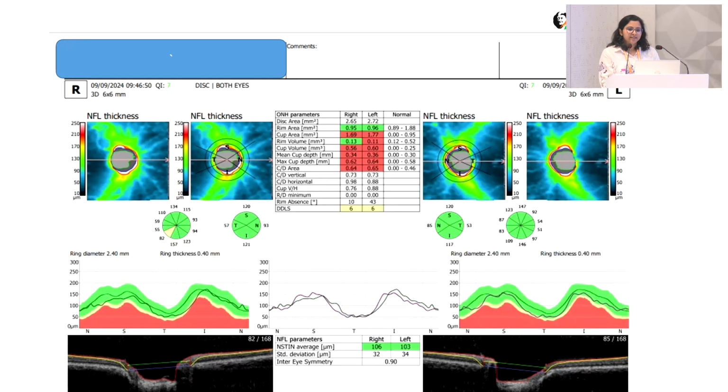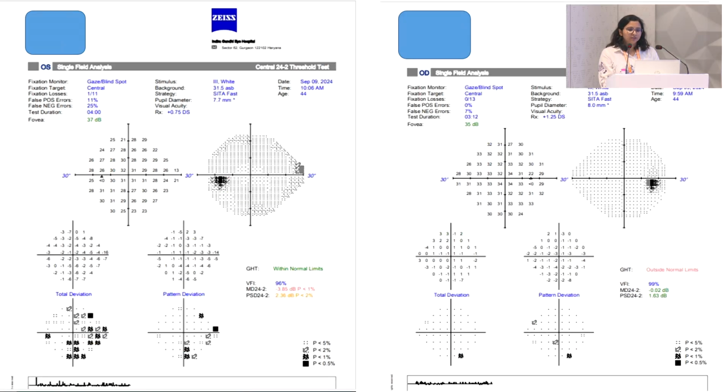So we did OCT next. OCT was found to be normal in both eyes. We did visual fields for both eyes. In right eye, visual field was normal. In left eye, we could see that there was nasal step, nasal depression was there, and we could see that there was paracentral scotoma.